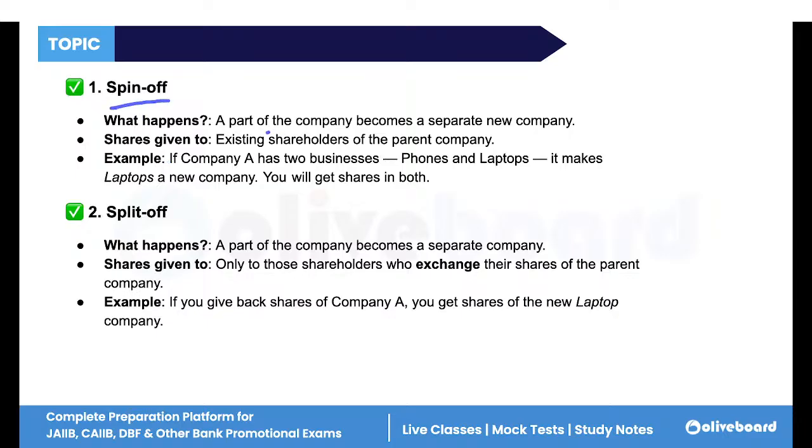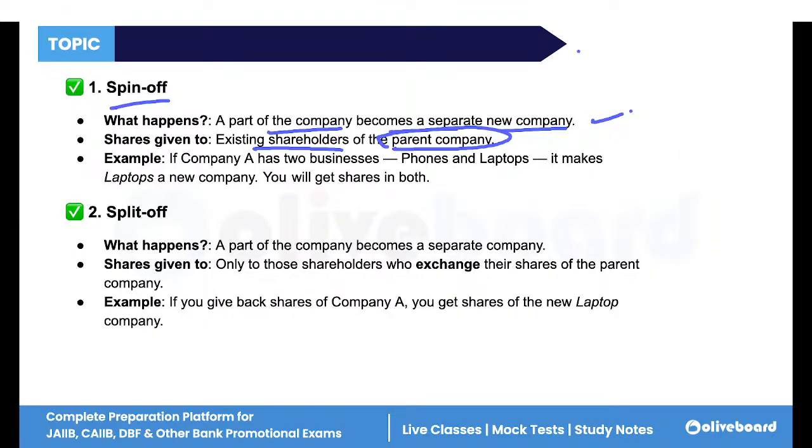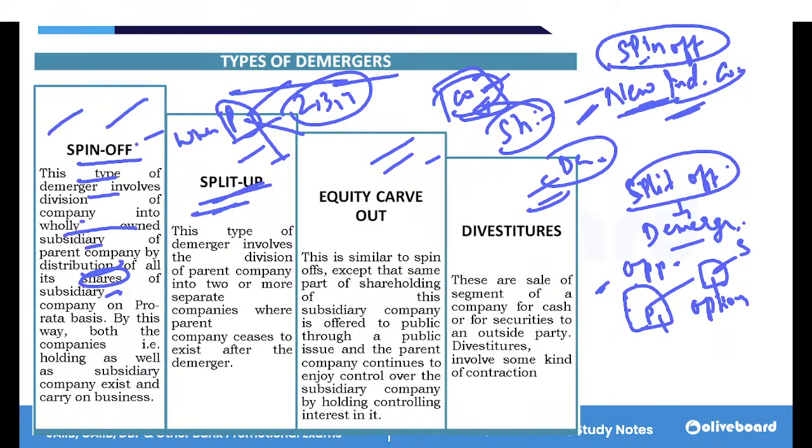Now, spin off is where a part of the company becomes a separate new company, and existing shareholders are given shares of the entirely new company. That is spin off. Now, split off is where a part of the company becomes a separate company, and shareholders who exchange their shares of the parent company can take shares in the parent company also. They have the option, and they can take shares in the newly formed company also. That is split off and spin off.